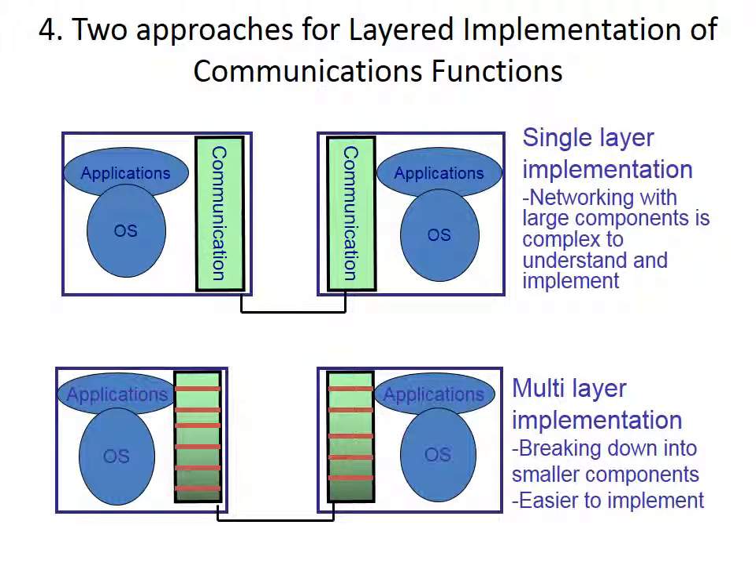For network communication functions, there are two approaches. The single-layer implementation approaches networking with one large component. This would be complex to understand and implement. The multi-layer implementation approaches networking by breaking it down into smaller components. It would be easier to implement.